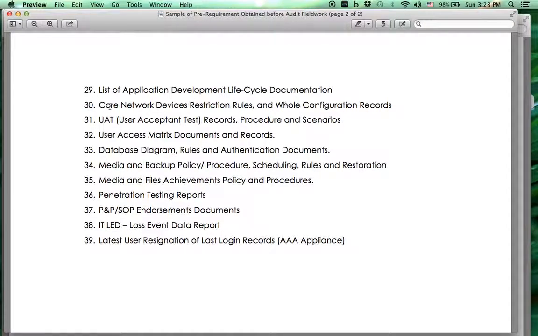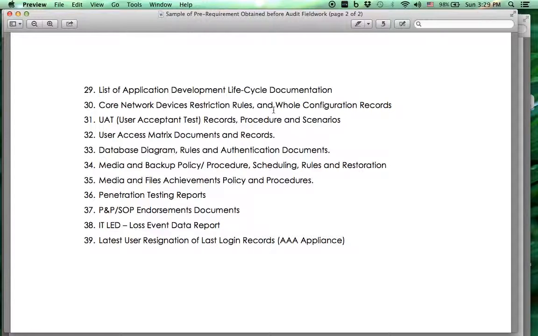And number 13, you also obtain the rule or restriction rule from the network management area. Here we talk about the core network device restriction rule. So you need to obtain a rule. What are the other rules that they apply currently, like VPN, like proxy, like checkpoint, something like that. So you need to obtain the rule base and whole configuration record. This is related to the change management. If they change 10 times, they need to have documents for 10 records, 10 samples.